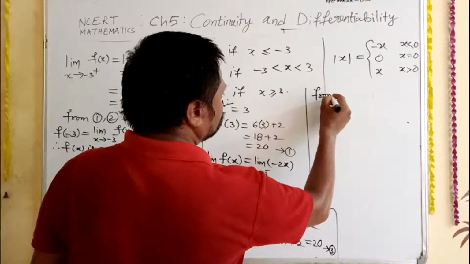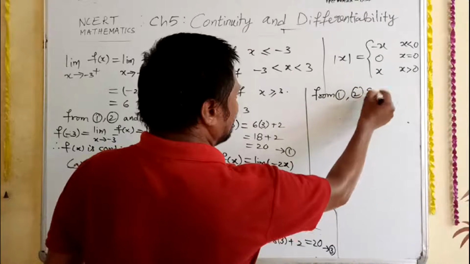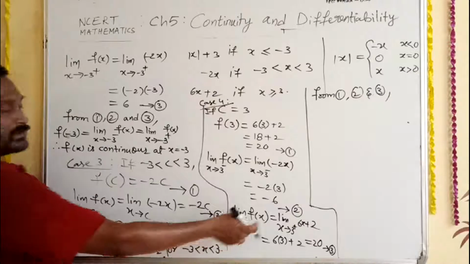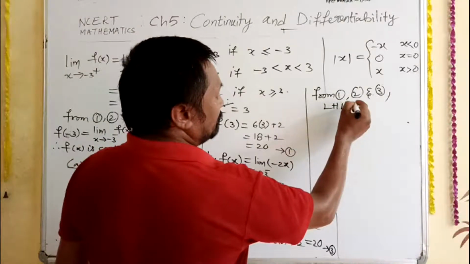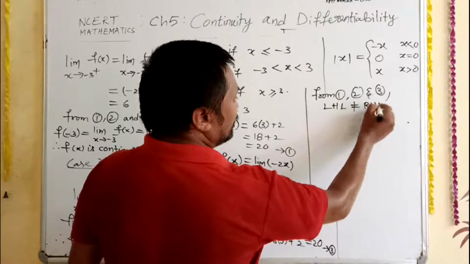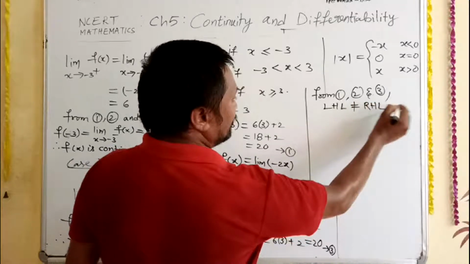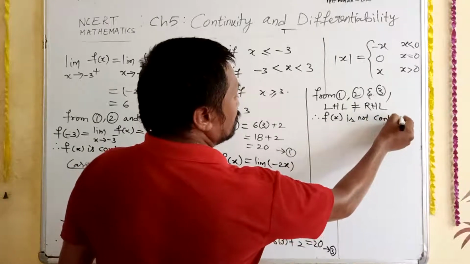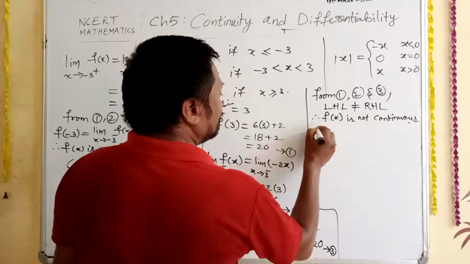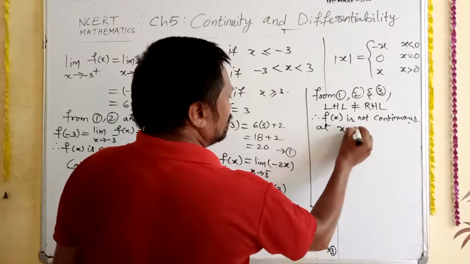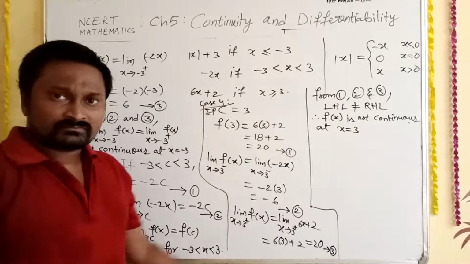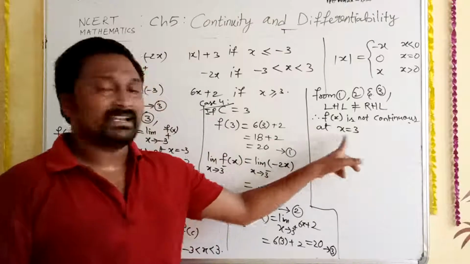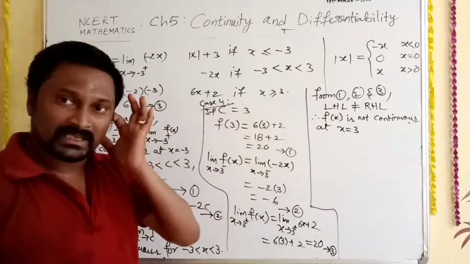From 1, 2, and 3, we write that LHL is not equal to RHL. So left hand limit is not equal to right hand limit. Therefore, f of x is not continuous at x is equal to 3. So we have written up to here. I hope you all understood up to here.